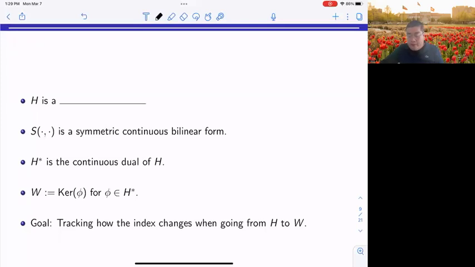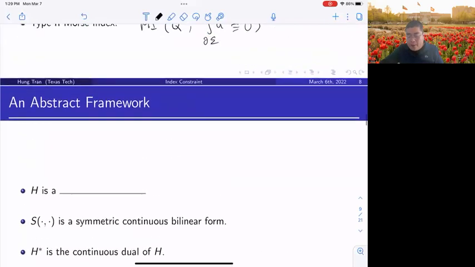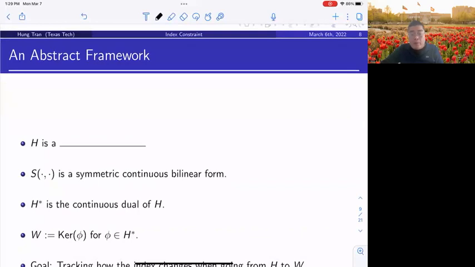Hello everyone. So in this video, we discuss an abstract framework to answer a fundamental question we raised in the previous video. So the question is about how the index changes when we go from one function space to a subspace.